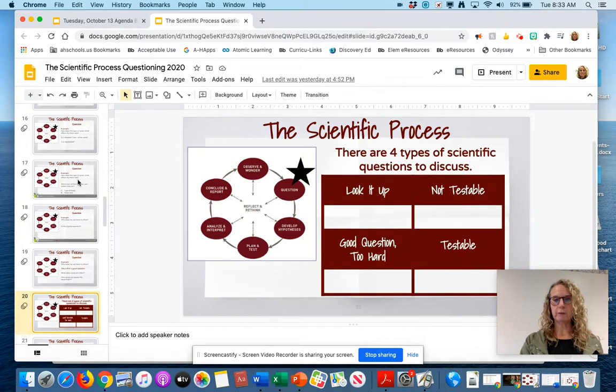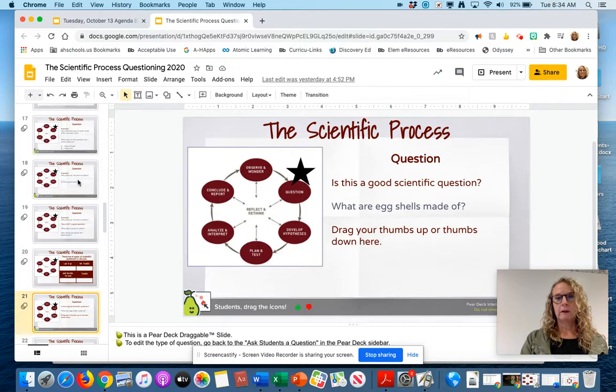So we're going to spend some time looking at 4 different types of scientific questions. Questions are: you can look it up, not testable, a good question but too hard, and then a scientific testable question. Is this a good scientific question? What are eggshells made of? What do you think? Drag your thumbs up or thumbs down here.